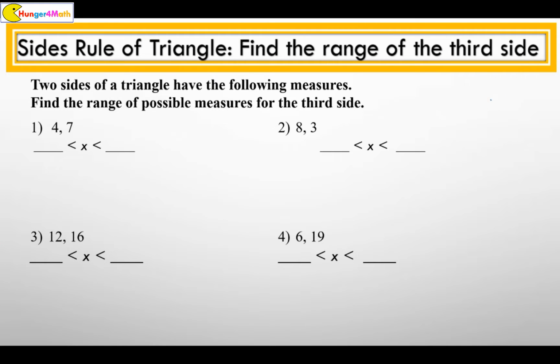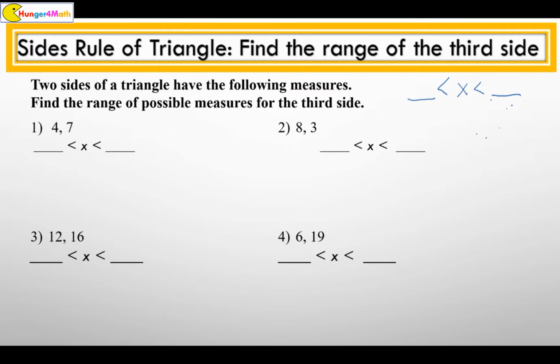For this video, we are going to cover the sides rule of a triangle, find the range of the third side. Let's try this. Two sides of a triangle have the following measures. Find the range of the possible measures for the third side. Since it's asking us for the range, we're going to use x is less than a number but greater than a number.